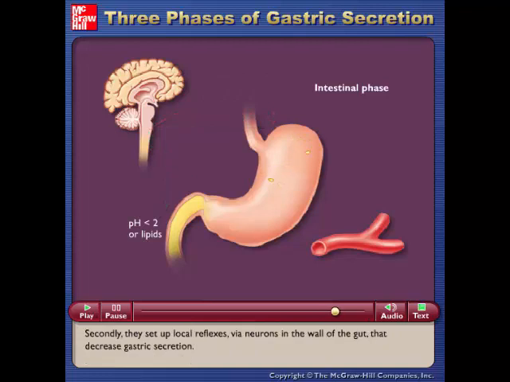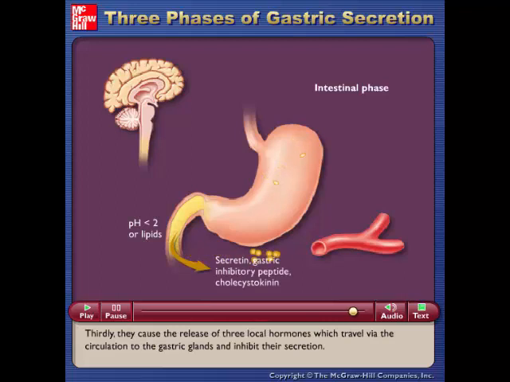Secondly, they set up local reflexes via neurons in the wall of the gut that decrease gastric secretion. Thirdly, they cause the release of 3 local hormones which travel via the circulation to the gastric glands and inhibit their secretion.